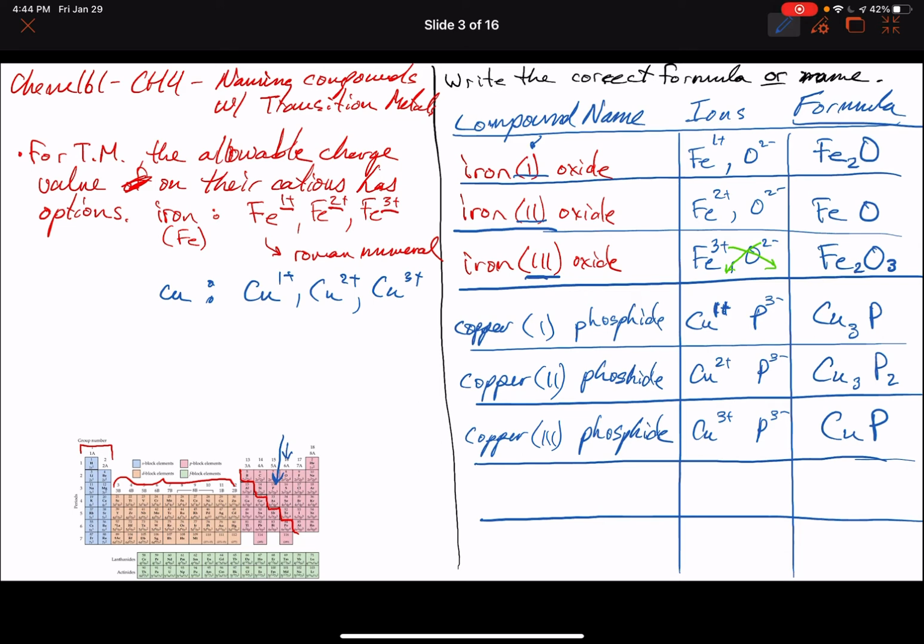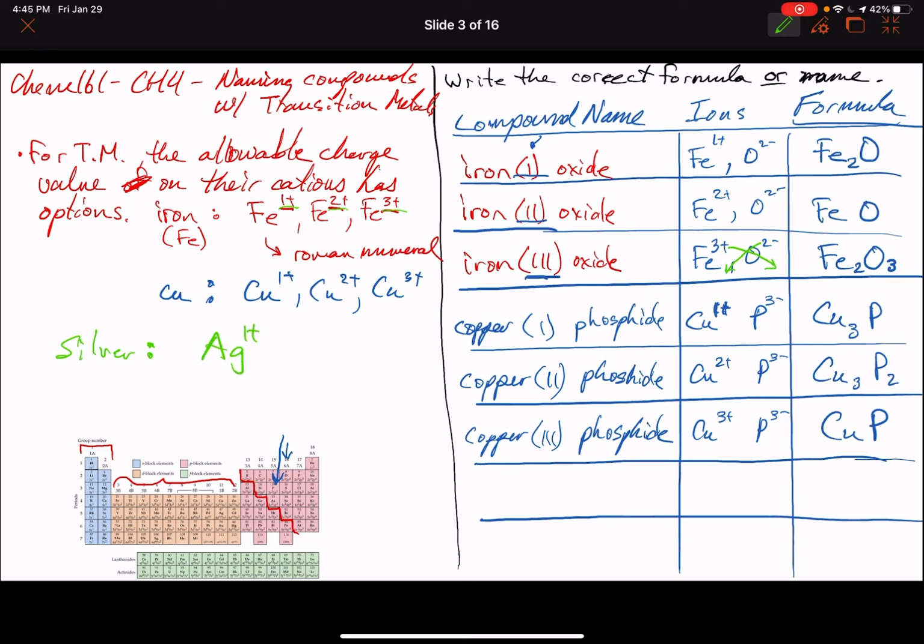Unfortunately, there are a couple of exceptions that are known. The idea here is that we need the Roman numerals to reflect a demonstration in that there's several options for some charges in these transition metals. Now, silver only gives one known charge value. So the ion of silver is always silver 1 plus.